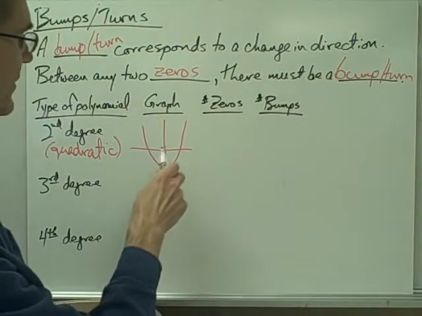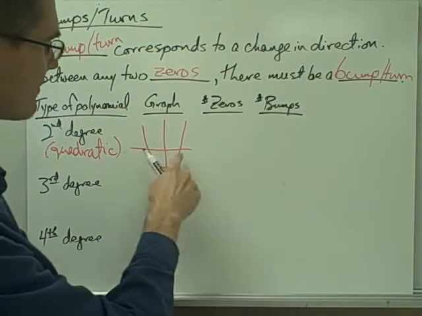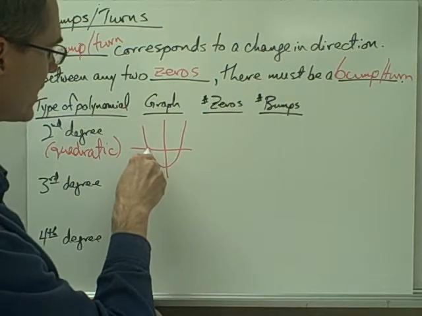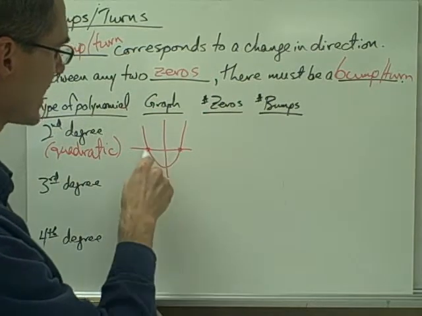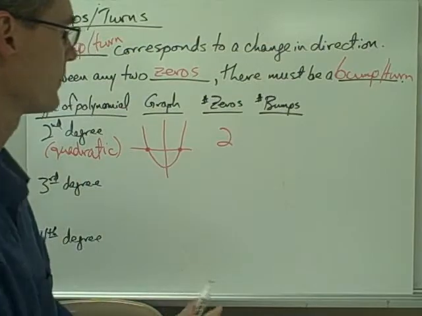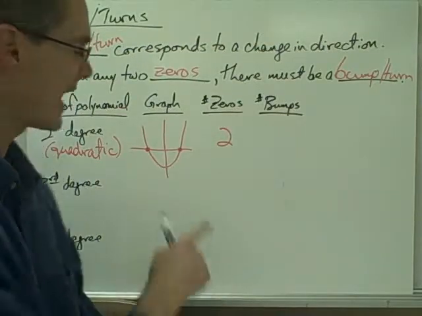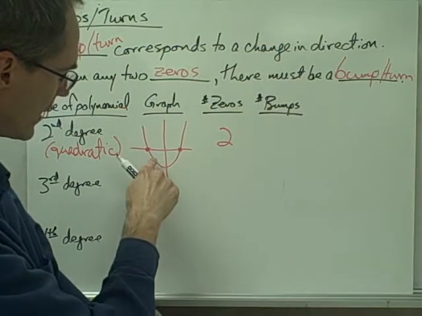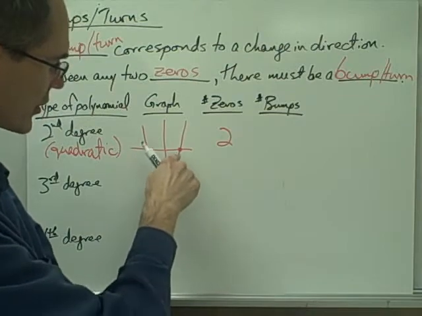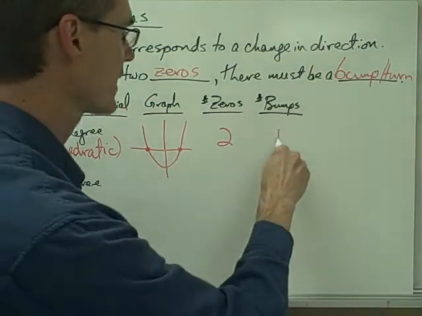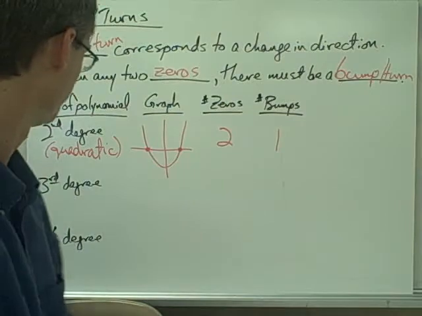Well, I can see that the number of zeros that I'm going to have for this particular graph, that's the places where it crosses the x-axis, I'm going to have 2 zeros. And the number of bumps or turns is just 1. I've got a bump right here, or a turn, a change in direction right here. So I've got 2 zeros and 1 bump.